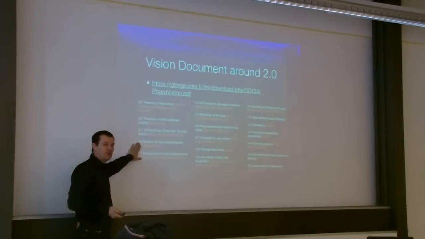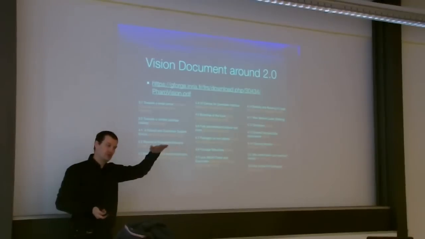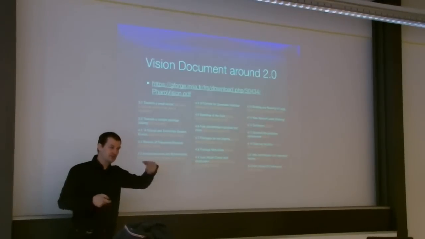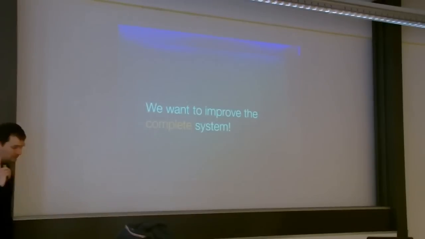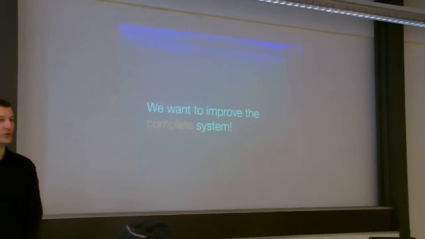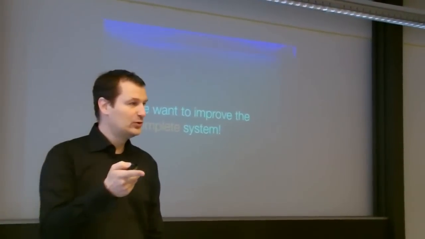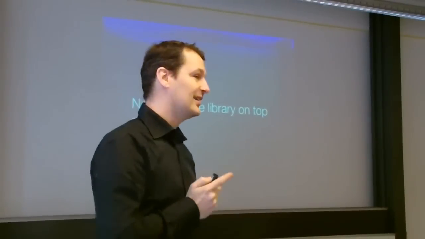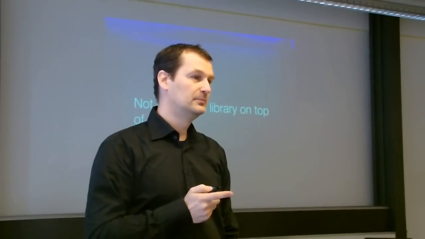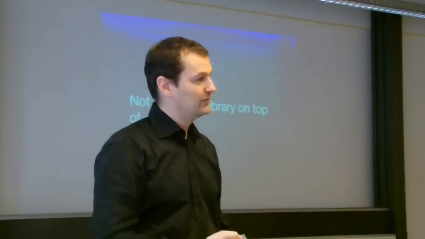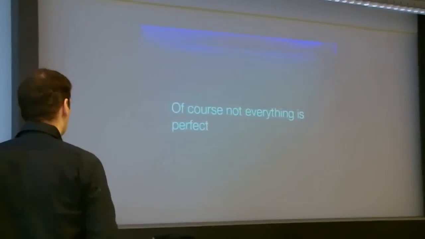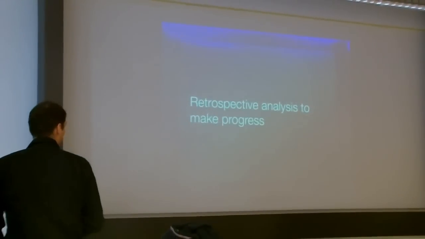We have that, which is really the backbone vision, and then we have much more details around. Something really important is that we want to improve the system, and we don't want to have just a nice library on top of crap. So it costs more. This means that you have to rewrite the stuff, you have to make sure that everything works. Of course, not everything is perfect.